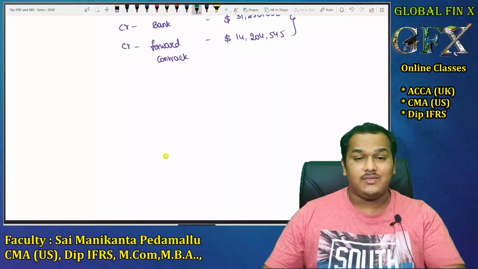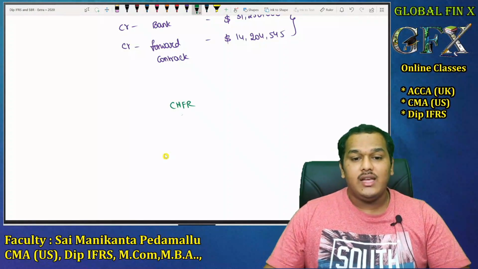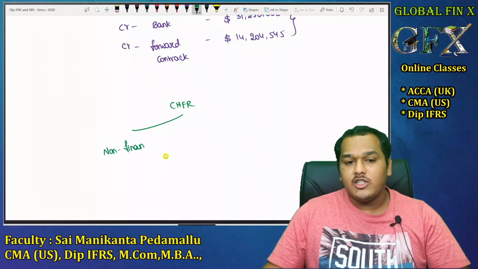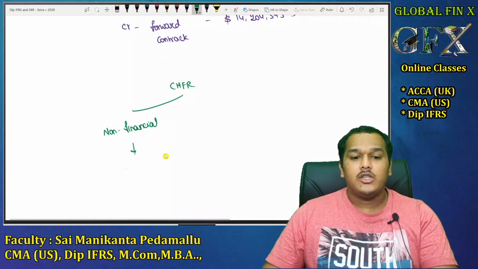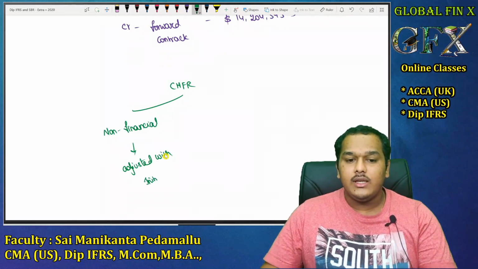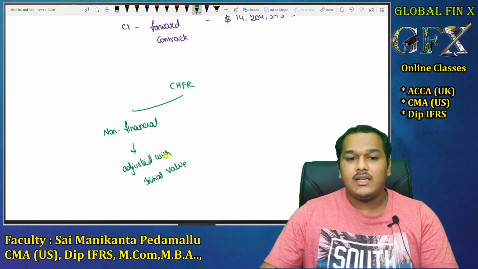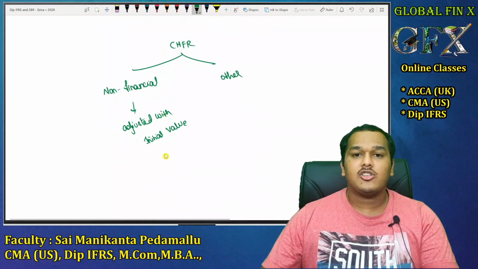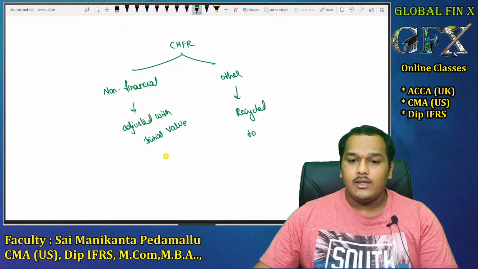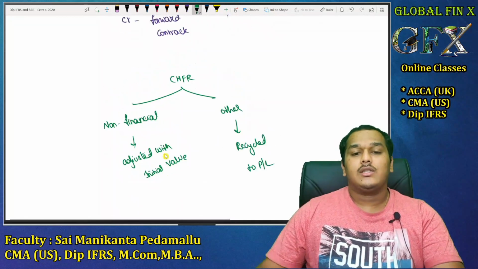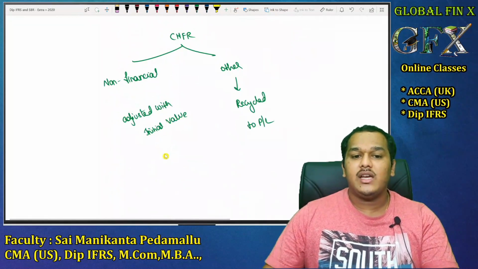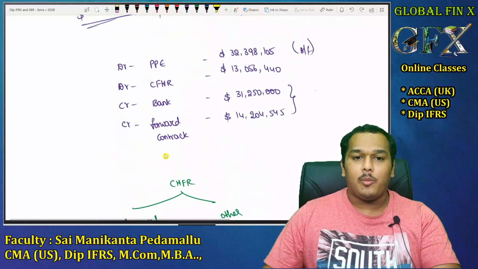So just repeating again, cash flow hedge reserve, if it is giving rise to a non-financial asset or liability, shall be adjusted with the initial value. And if it is any other item, basically any financial assets or liabilities, then recycle to profit and loss. This is what we have discussed, right? So if you see here, whatever cash flow hedge reserve is there should be adjusted with the initial value of the property, plant and equipment. So let's see.